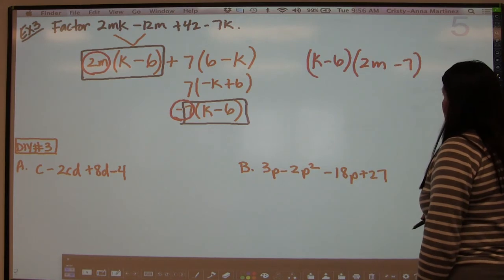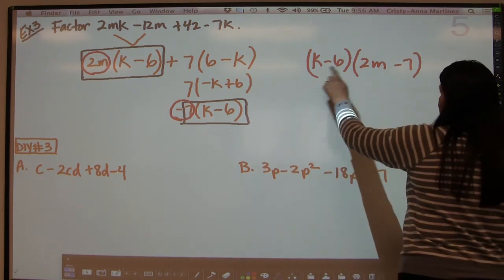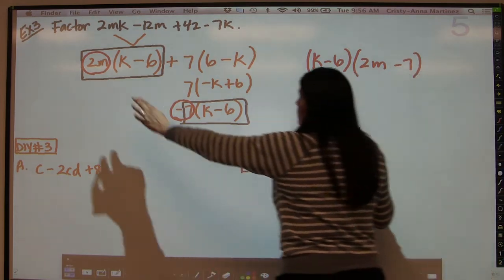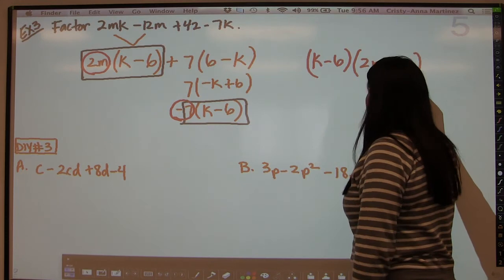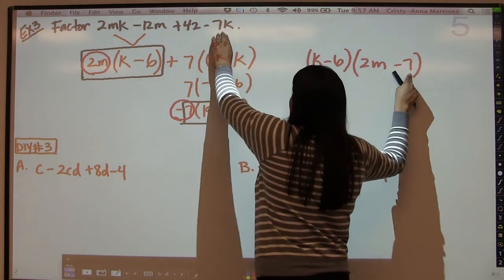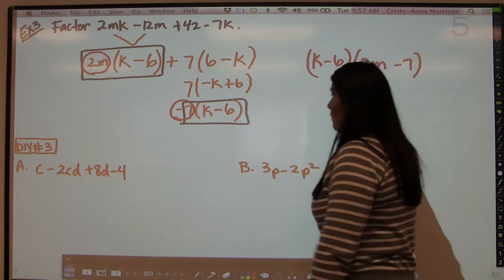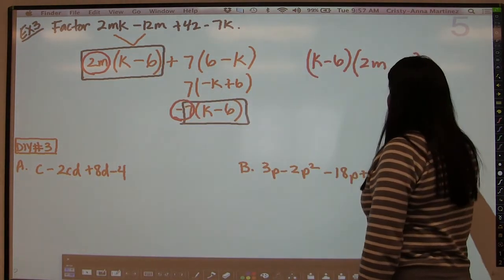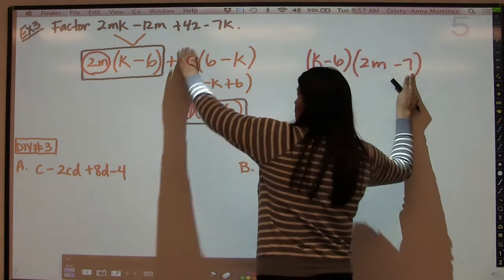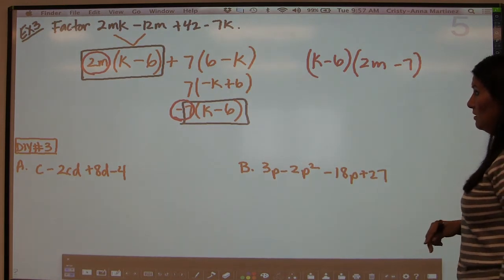If you want to try and FOIL this to confirm that your answer is correct, you get k times 2m is 2mk, which is right here. Outside times outside is k times negative 7, which is negative 7k, which is right here. Inside times inside is negative 6 times 2m, which is negative 12m, which is the second term right there. And then last times last, negative 6 times negative 7 is positive 42, which is your third term there. And that takes care of all your terms, so you can confirm that you in fact did it correctly.